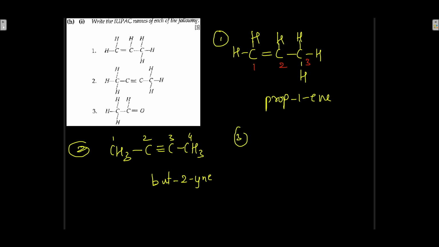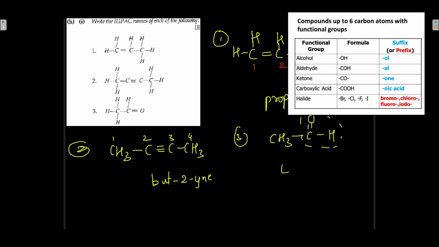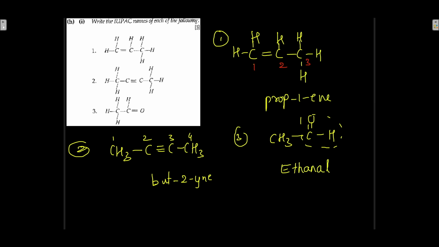Third one, CH3 CHO, C double bond O with H. So C double bond O with H is aldehyde. There are two carbons, so ethanal is the IUPAC name. Common name is what? Acetaldehyde. Acetaldehyde. So these are the organic nomenclature questions from 2016 to 2020.